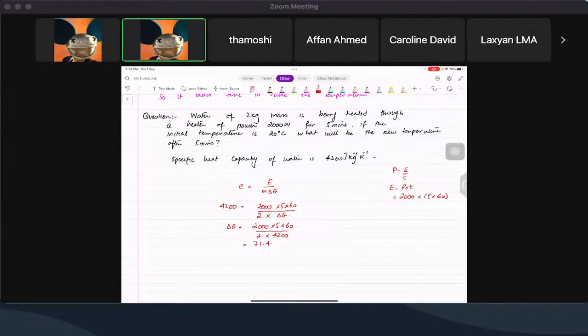So how do we find the new temperature? Basically you need to understand that change in temperature is equal to final temperature minus the initial temperature. The final temperature is what we're looking for, so let's call this T. The initial temperature was 20 and the change in temperature is 71.4. So when you take 20 there, it's going to be added up, so it is going to be 91.4 degrees Celsius. Is it clear, everybody?